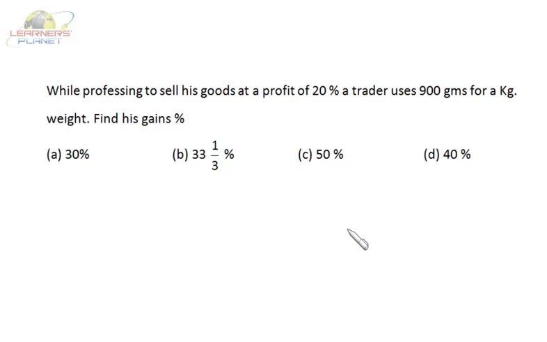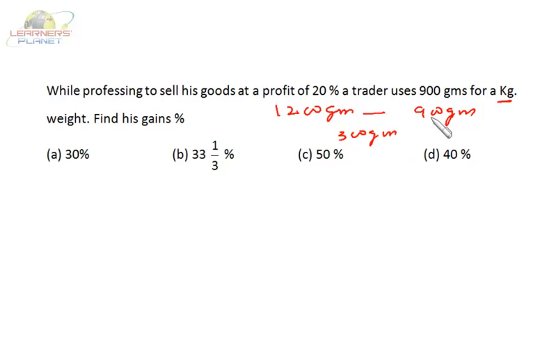Now let's see this question. While professing to sell his goods at a profit of 20%, a trader uses 900 grams for a kilogram weight. That means he is charging for 1200 gram instead of a kilogram. That means he is already telling that he is making a profit of 20%. So he is charging for 1200 gram but giving 900 gram. So the profit is 300 gram.